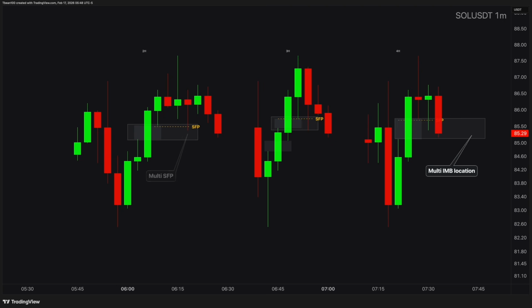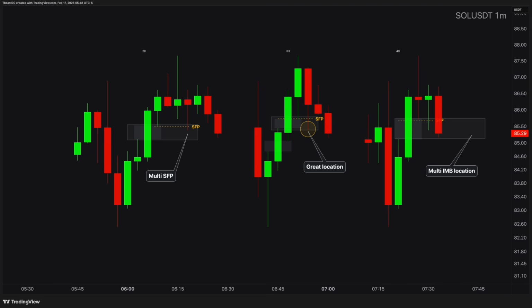And it wasn't just that either. There were also three very clear and identical swing failure patterns on the chart. So overall, this looked like a great spot where the buyers could potentially step in again and ignite a second leg of the rally right here.